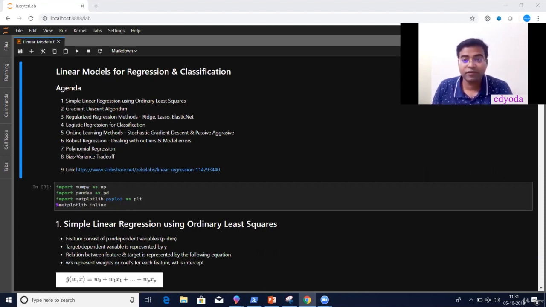Okay, that's the agenda. It's quite extensive. We might have to dig deeper into the maths, the APIs, and a lot of concepts around it. Let's get started. To begin with, let's first understand what linear models are.